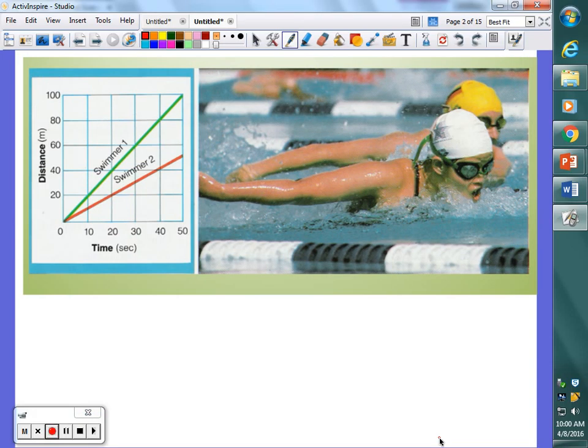If you want a bigger version of the graph, I'll leave it up here so we can answer the questions. You can see it a little bit better. So, 30 seconds. Talk to the person next to you. Answer those 4 questions about the graph of those 2 swimmers.